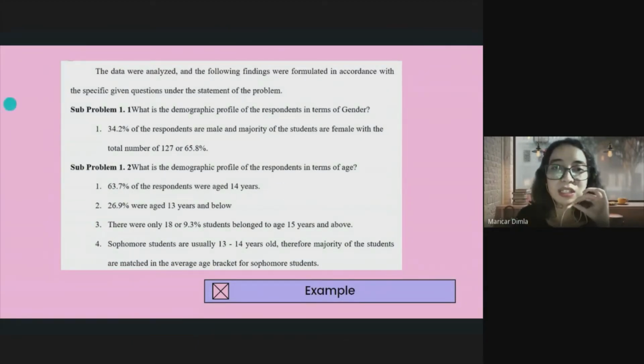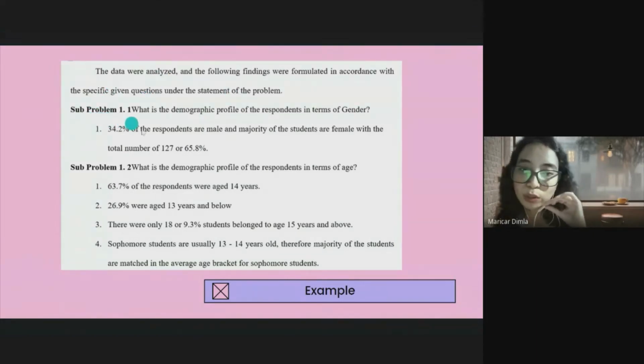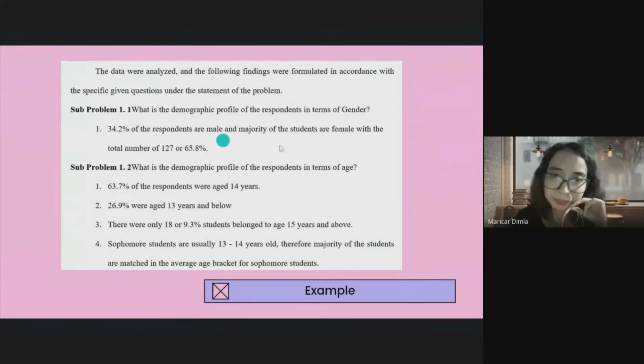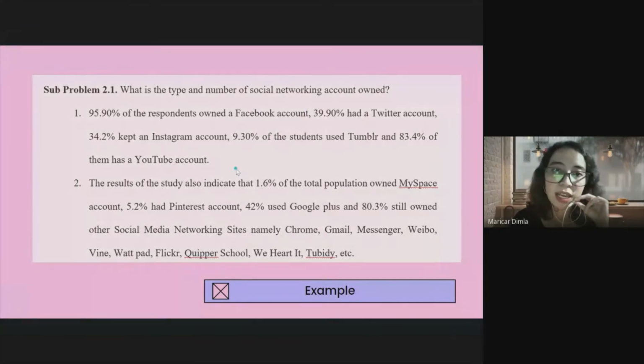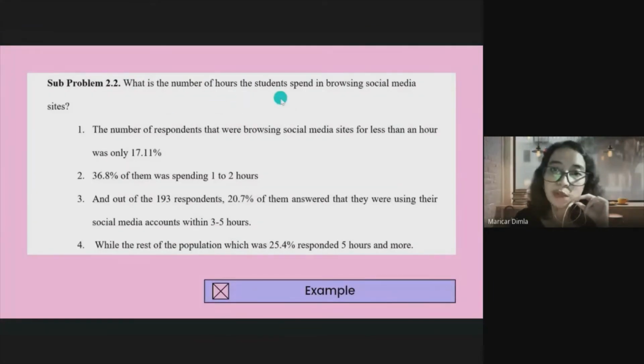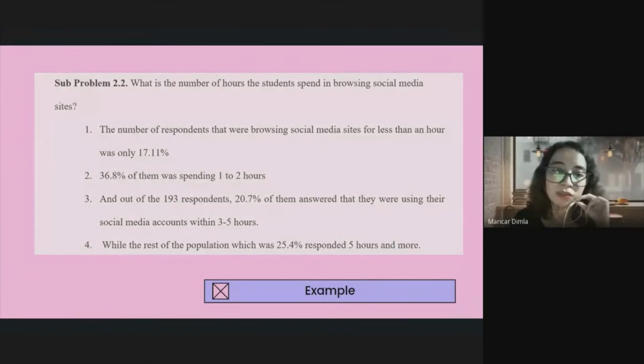So class, on this note, the sub-problem 1.1, which is part of the problem 1, seeking for the gender, and then for the age, and then for the 2.1, we're dealing na with the independent variable, yung social media owned by your respondents. And then 2.2, number of hours they spend upon using their social media accounts.